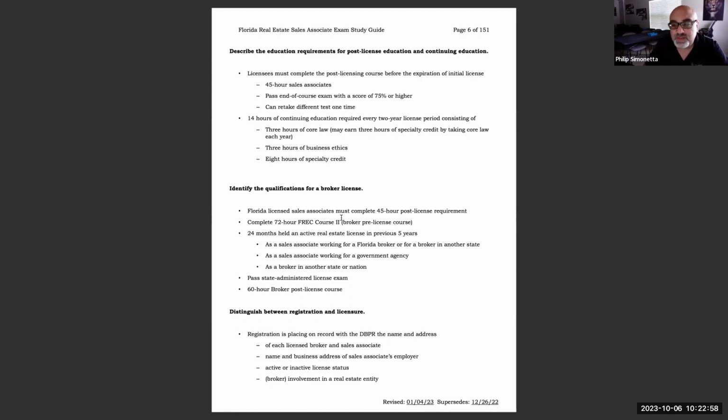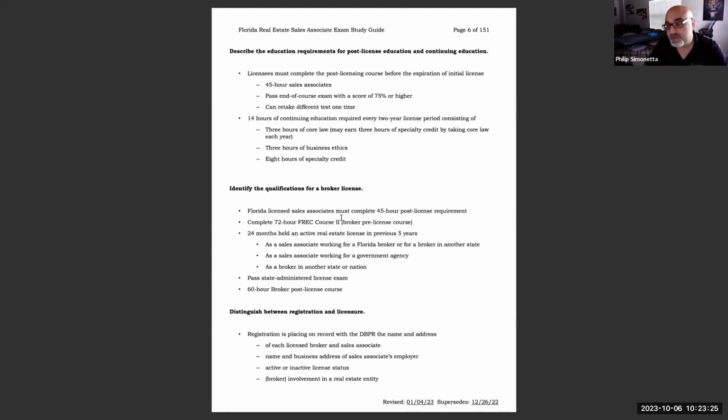Now you must have an active sales license, 24 months held in an active real estate license in the previous 5 years. So you can have a sales license, but it's got to be active for a continuous 24 months in the last 5 years. So as a sales associate working for a Florida broker or for a broker in another state, you could have that same 24 months in any of the 50 states, right?